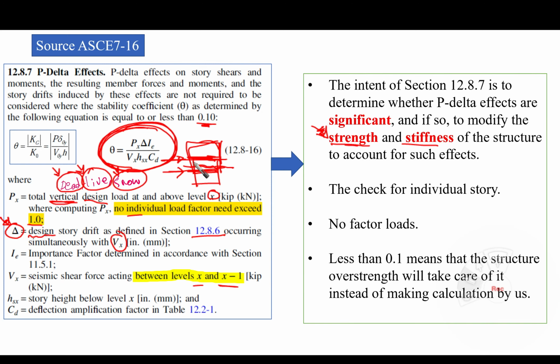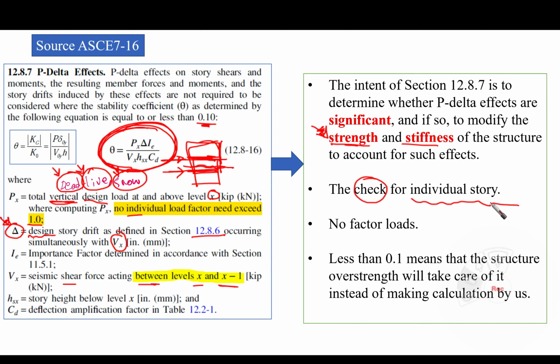So the difference between the two. Okay? Seismic shear force acting between level X and X minus 1. Why are we talking about between level X and X minus 1? Because we are talking about an individual story. We are checking for the individual story.